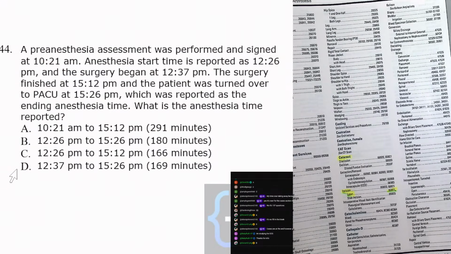Ooh, anesthesia. If we are doing anesthesia, what do we have to get rid of in our question before we start thinking about how much time we have that we will calculate for anesthesia? What do we need to remove from the question?